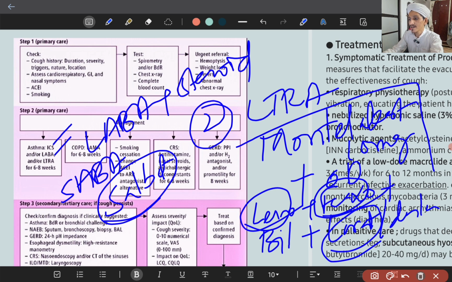But it can't replace that intranasal steroid spray, because the intranasal steroid will prevent formation of polyps, and if there is turbinate hypertrophy, it will even decrease the size of the turbinate.